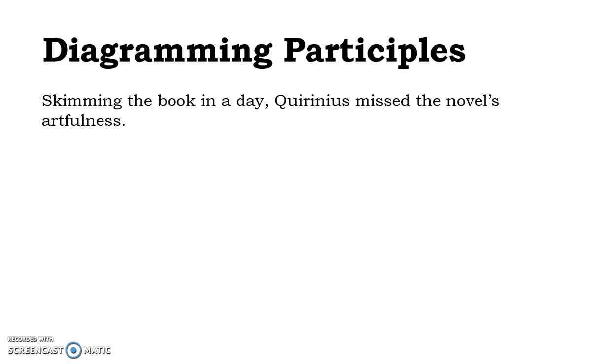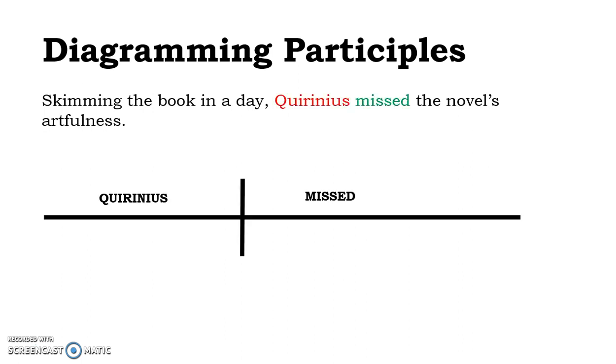Nouns can't be removed. If I said "the Corvette drove away," the blank drove away. I can't take out nouns. I can't take out gerunds and gerund phrases without harming the integrity of the sentence. So here I know I'm looking at a participle, and I color code it this way. I say, okay, I have my main subject and verb of the sentence, Quirinius missed, and then I have here the novel's artfulness. Here, artfulness being the direct object.